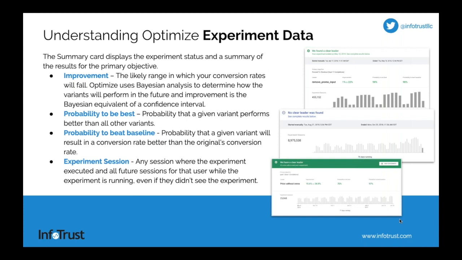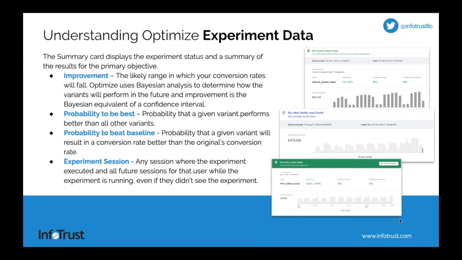So when you're looking at the summary card, for example, it displays experiment status and a summary of the results for the primary objective. So if you set the primary objective as transactions or revenue, that summary card is going to focus primarily on that main objective of your test. So when you're looking at this and you see improvement, improvement is a likely range in which your conversion rates will fall.